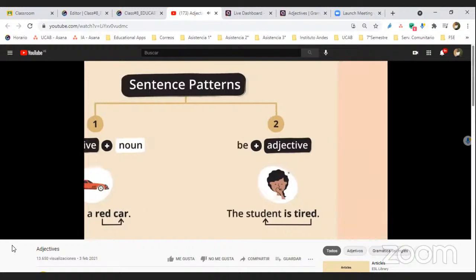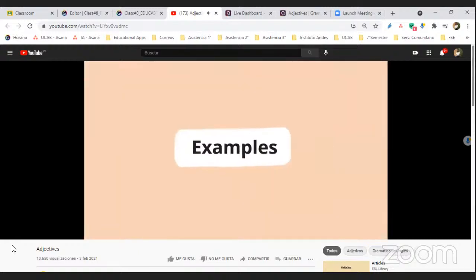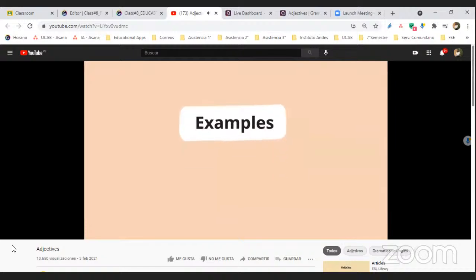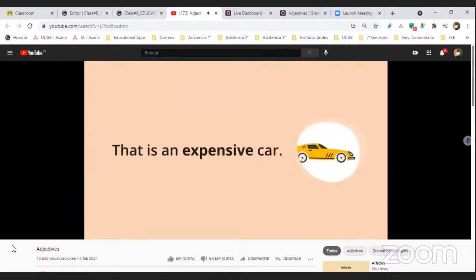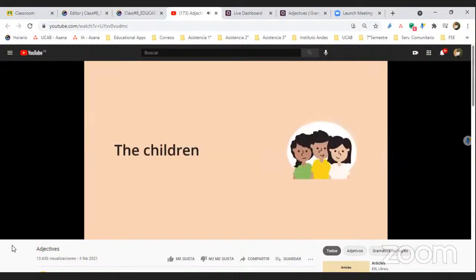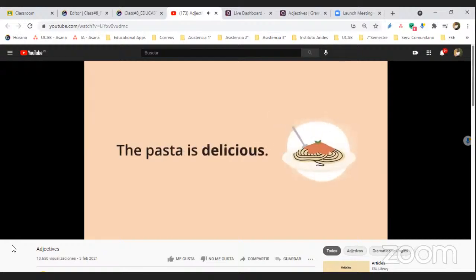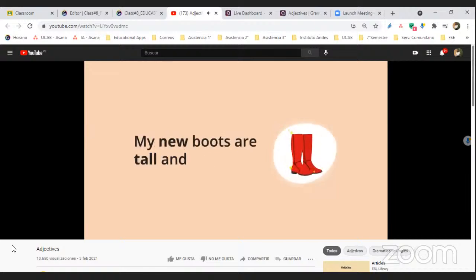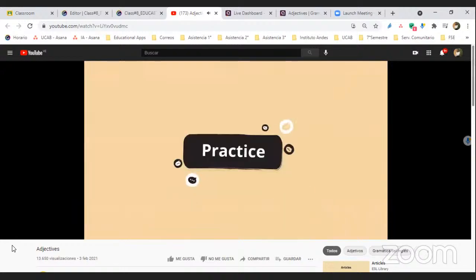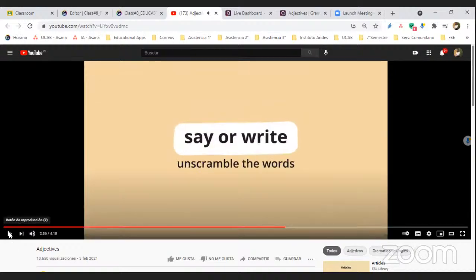Tired describes student. Let's look at some more examples of adjectives in a sentence. I see a small mouse. That is an expensive car. The children are happy. The pasta is delicious. They live in a big blue house. My new boots are tall and red. Look at the picture and unscramble the words to make a sentence.